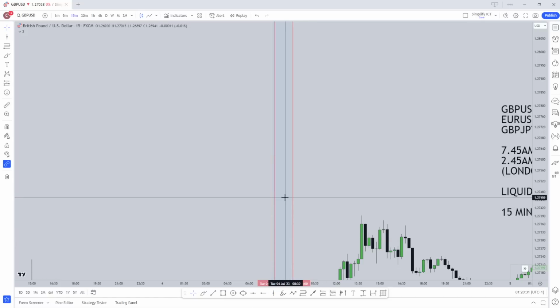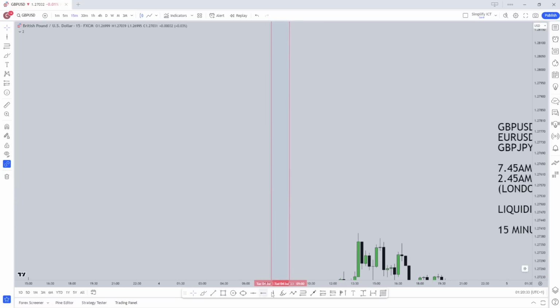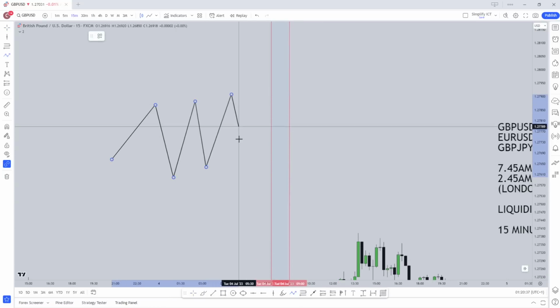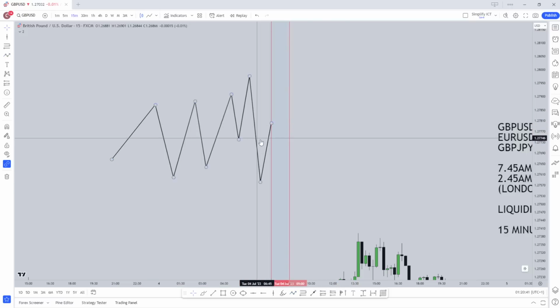As you can see, I've got the session indicator on TradingView to show me that. So we let price breathe. We let price do whatever it wants before 7:45, guys. So before 7:45, we allow price to do whatever it wants.